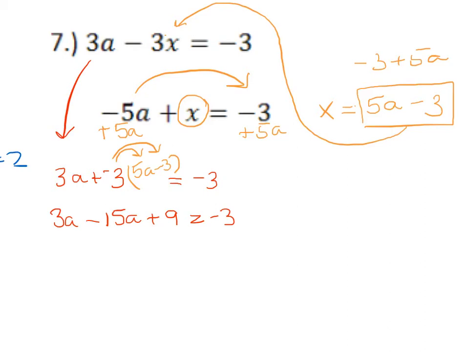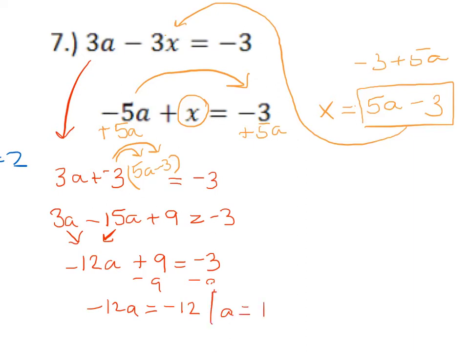Okay, combining like terms, positive 3 minus 15 gives us negative 12. Subtracting the 9, negative 12a equals negative 12. And I bet you can guess what a equals. A equals 1. You know what's nice about that is that makes solving for x super easy.